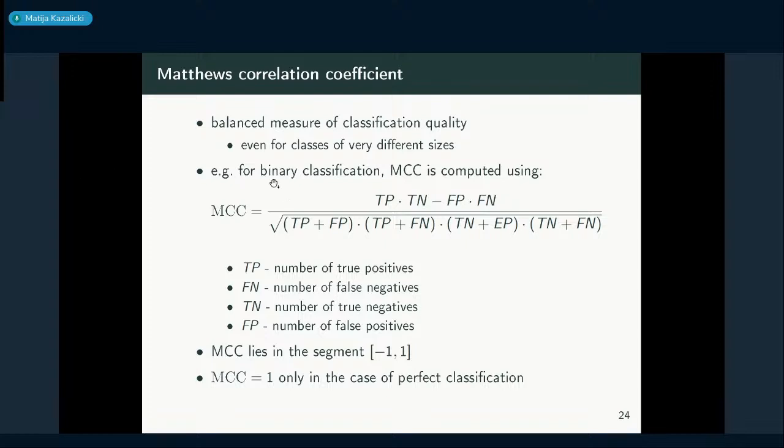So here is how it works in the case of the binary classification. It's given by the following formula, which takes into account the number of true positives, true negatives, false positives, and false negatives. So it gives a number in the segment from -1 to 1, and the value of 1 tells us that we have the perfect classification.